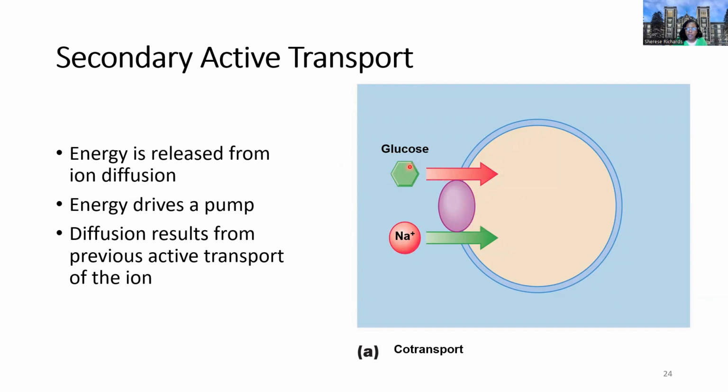So here's our particle that we're trying to move. We're trying to move it against its gradient, hence the red color of the arrow here. And we're going to link it to a pump that is taking the energy from moving sodium passively. Recall us just describing that sodium is at higher concentrations outside the cell and lower concentrations inside the cell. So the gradient for sodium exists inward. If we move sodium in this direction, that releases energy, hence the green arrow, and that can be harnessed by this pump in order to move glucose against its concentration. So this is co-transport.